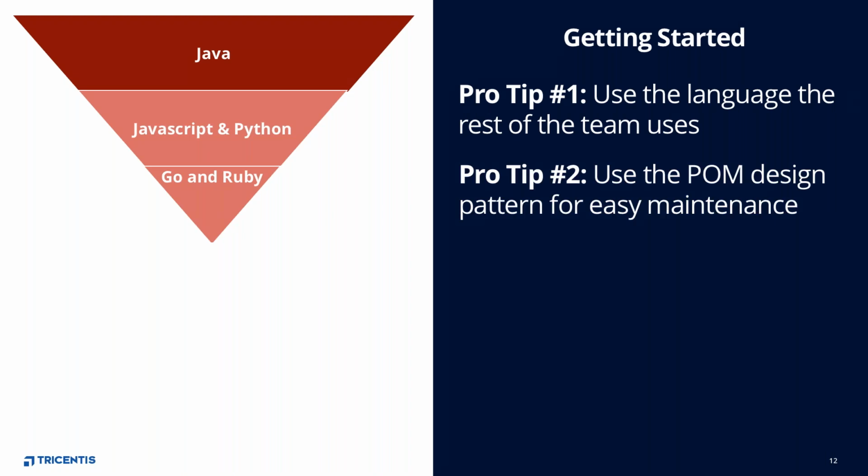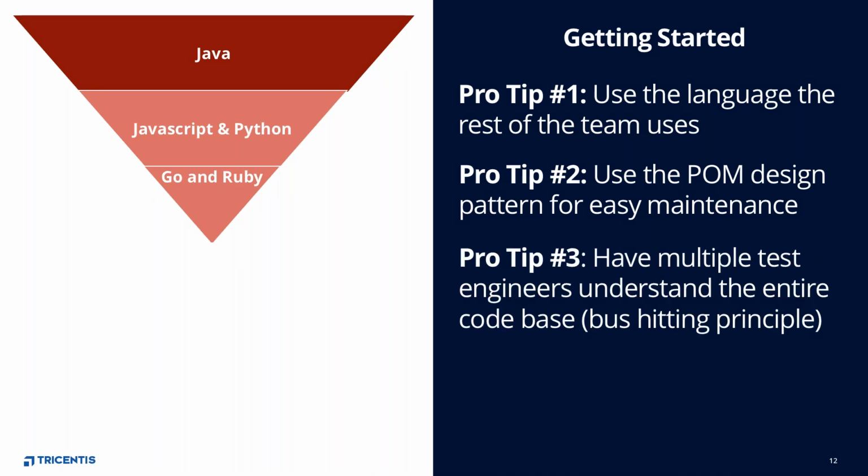So pro tip number 2, use the page object model design pattern for the easiest possible maintenance. So this is the kind of thing where, if the developer changes the ID of a field, you only should have to change it in one place. So if you don't know what this is and you have an open source framework, you should very much look into it. It's just kind of an object-oriented way to do software testing projects.